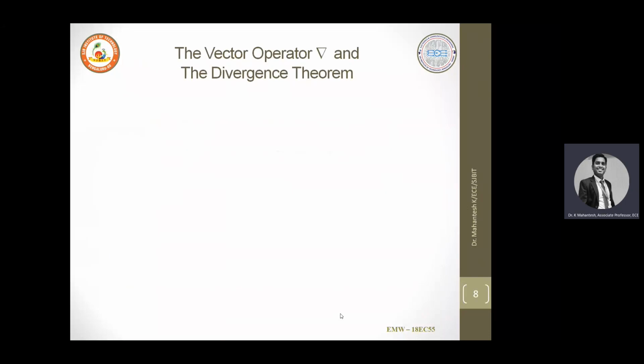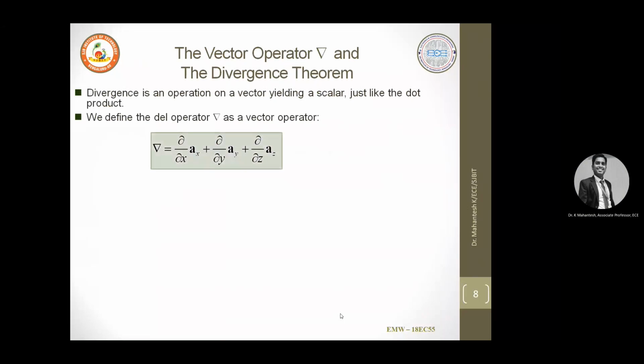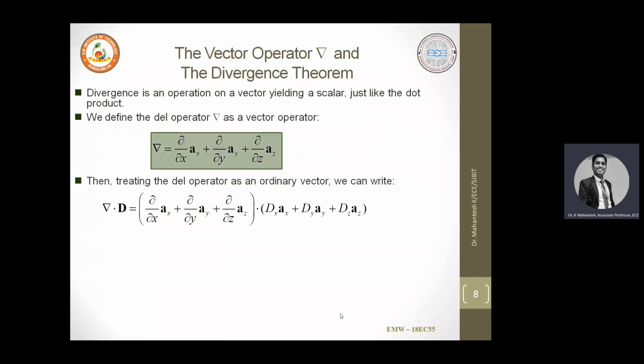Now, let us try to understand the vector operator del and the divergence theorem. Divergence is an operation on a vector yielding a scalar, just like the dot product. We define the del operator as del equal to ∂/∂x in the direction ax plus ∂/∂y in the direction ay plus ∂/∂z in the direction az. Then, treating del as an ordinary vector, we can write del dot D equal to (∂/∂x ax plus ∂/∂y ay plus ∂/∂z az) dot (Dx ax plus Dy ay plus Dz az). Here Dx, Dy, Dz are the components of flux density in different directions.